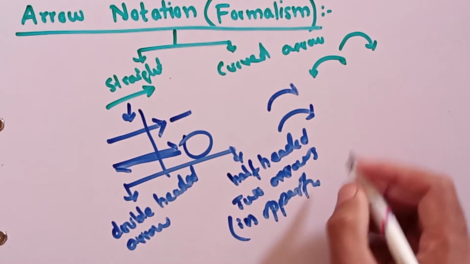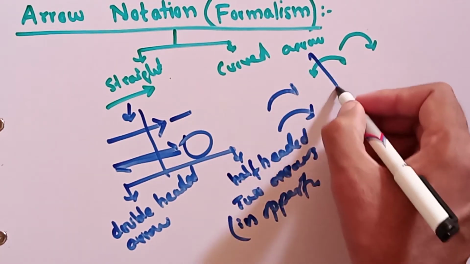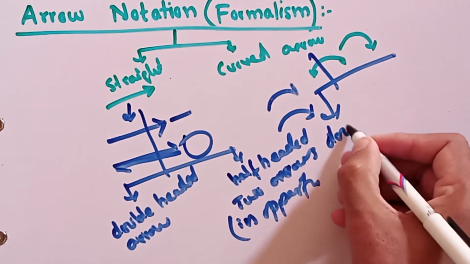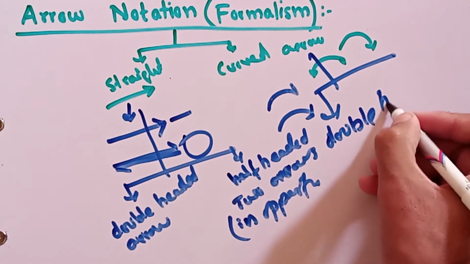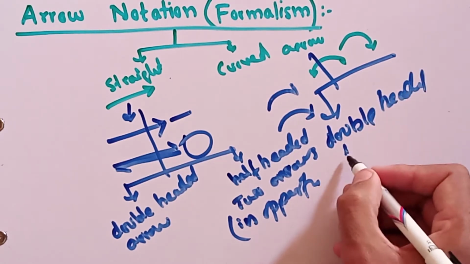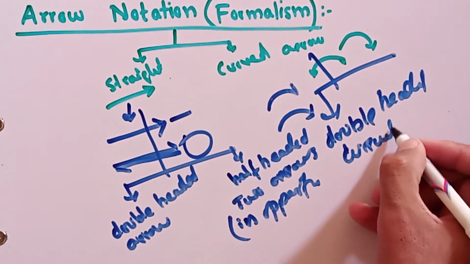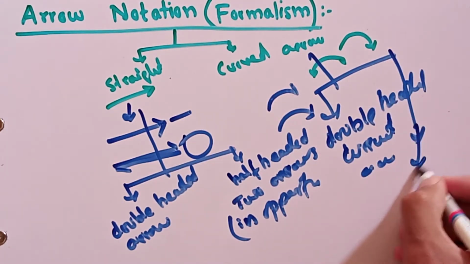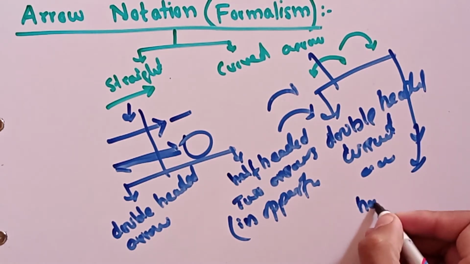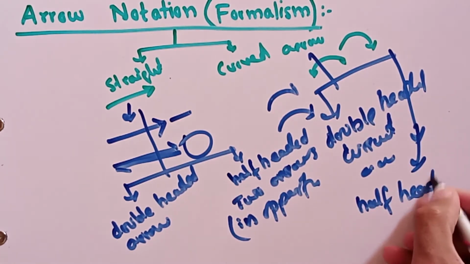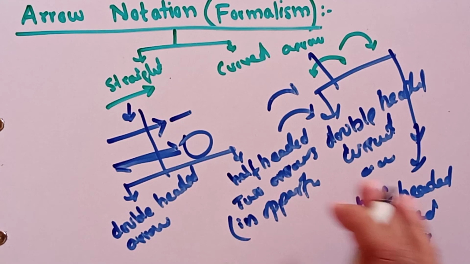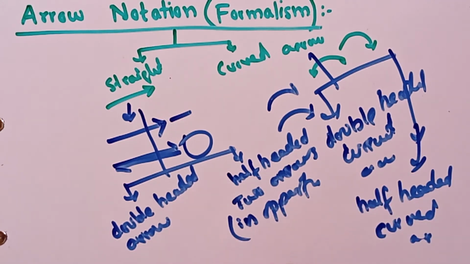Here also it has two types. One is the double headed curved arrow, while the other type is the half headed curved arrow. So these are the types. All these types have their own meaning. So let's start with their meaning.